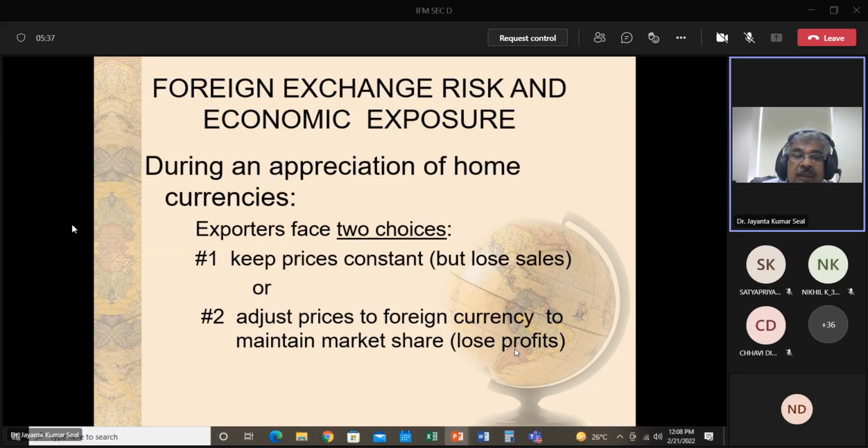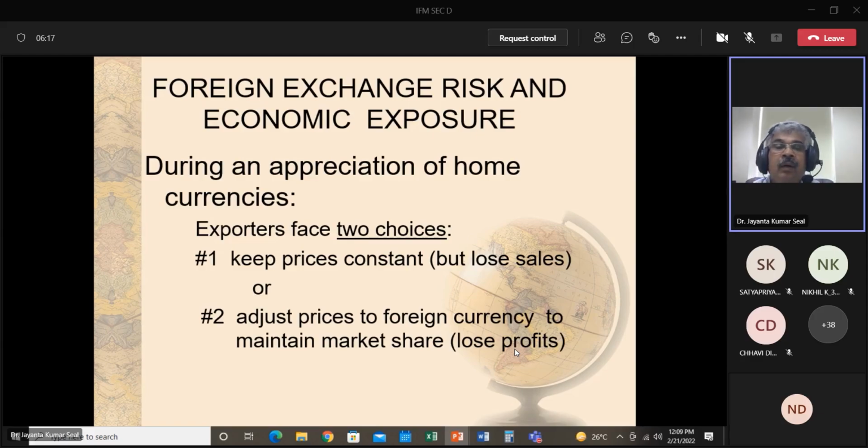So during the appreciation of the home currency, if you are an exporter, you have two choices. One is, you keep your prices constant but lose sales. If you do not change the price, you lose sales. Or if you adjust your prices in foreign currency, you maintain the market share but lose profit. What do you mean by this? Suppose I was earlier selling it for $1 and $1 was 75. Now since the exchange rate has become 74, I'll be selling it for a price of more than $1.